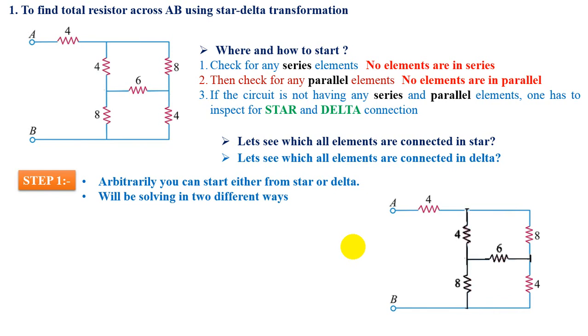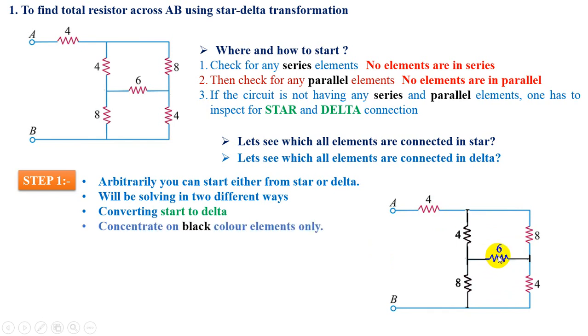So I'll be using this 4, 8 and 6, which is connected in star. I'll be converting this star to delta. Concentrate on the black elements when you are converting from star to delta. So it has 3 ends. As I told you, it has 4 ends, right? There is 1, 2, 3 and 4. Right now I don't require 4, but when you're converting vice versa, that is delta to star, we require 4 ends.